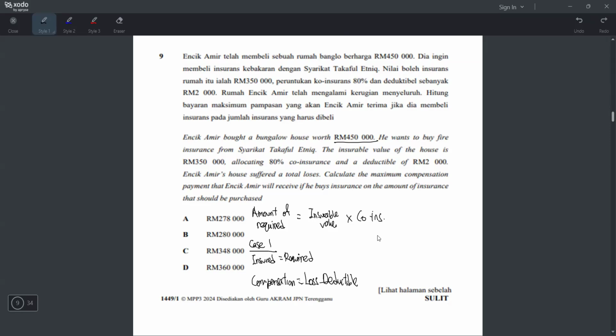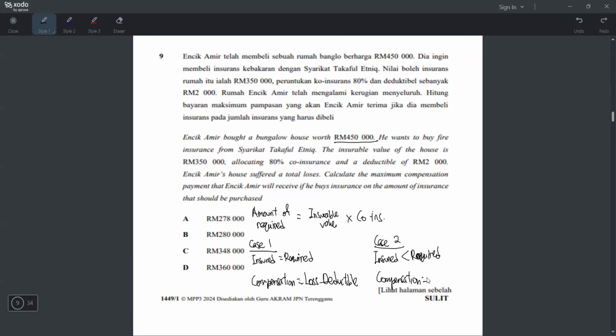Let's talk about case 2. Case 2 is when your insured value, it means the purchased, is less than the required. It means jumlah yang awak beli tu kurang daripada jumlah yang harus dibeli. It means you buy less than the required. So if you buy less, then your compensation will be kurang already.